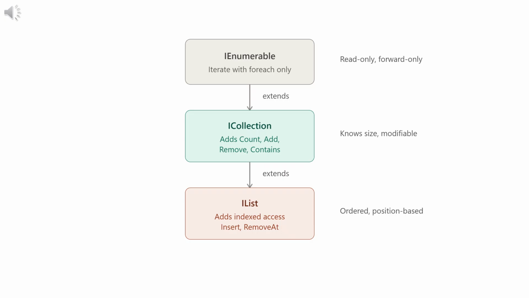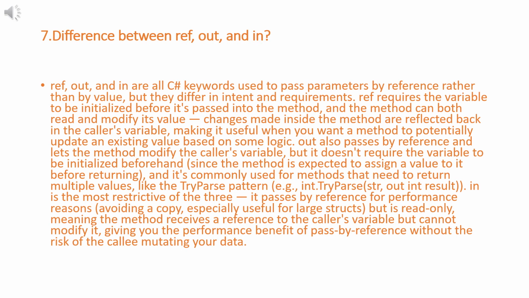Practical takeaway. Choose the interface based on what your method actually needs. Use IEnumerable for simple read-through iteration. Most flexible for callers, ICollection when you need to know the count or modify the collection, and IList when you need ordered, position-based access.